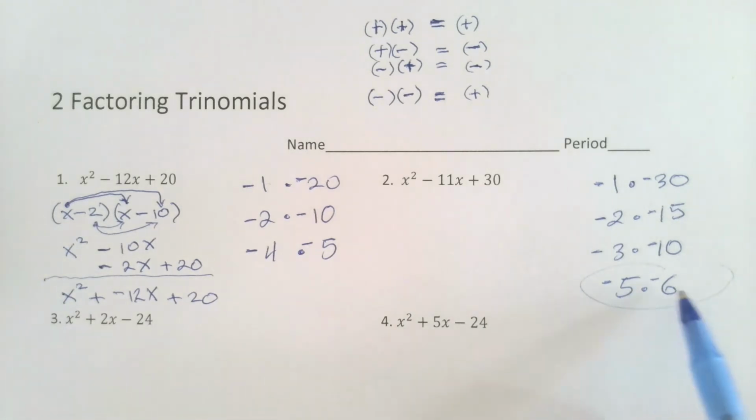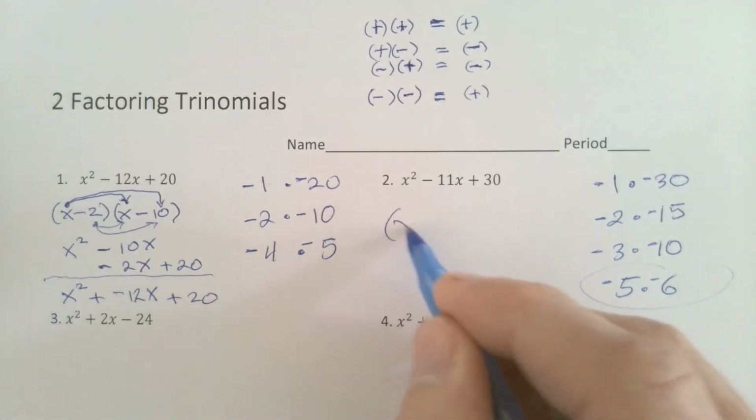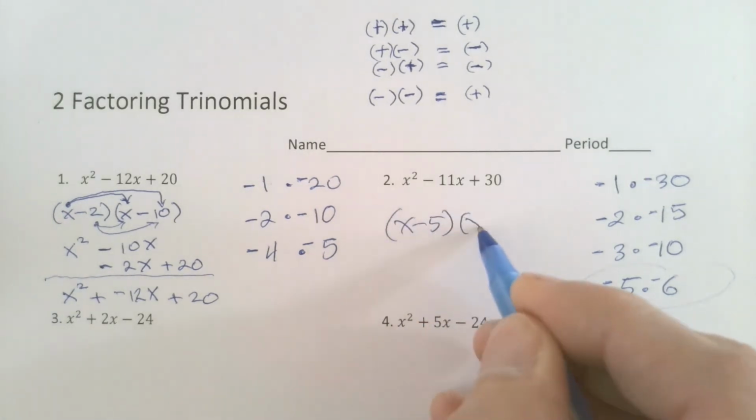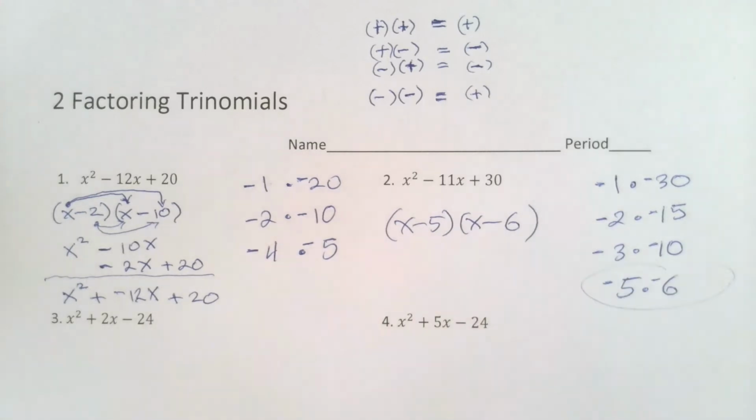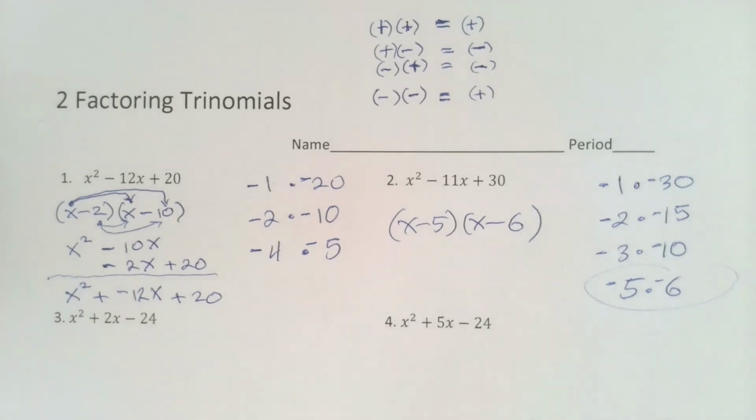Why? Because negative 5 times negative 6 is 30, but negative 5 plus negative 6 is negative 11. So this problem is x minus 5 times x minus 6. Those are the binomials, and that was the process by which I discovered the correct combination, negative 5, negative 6. I'm not going to check my work on that one.